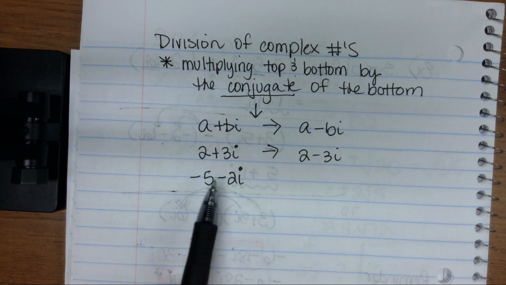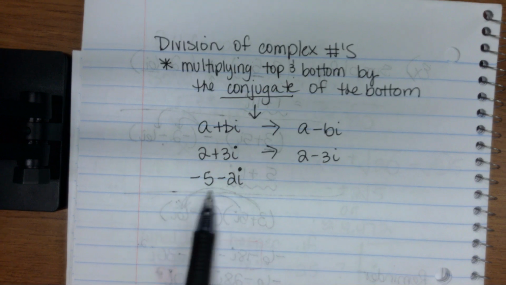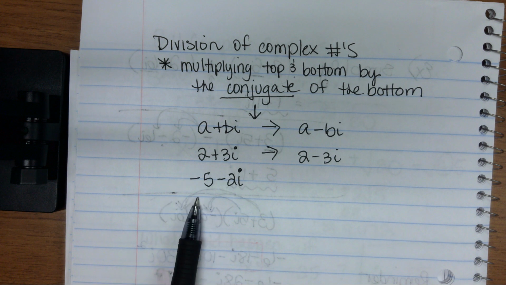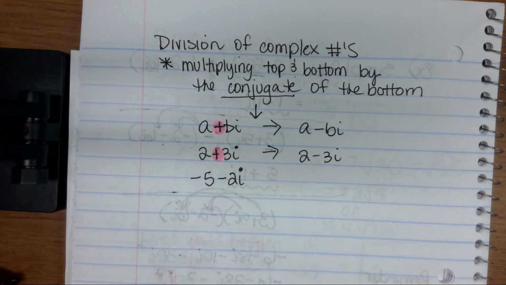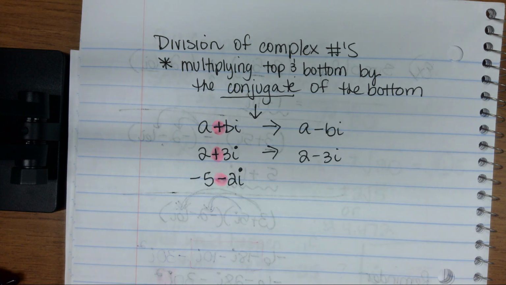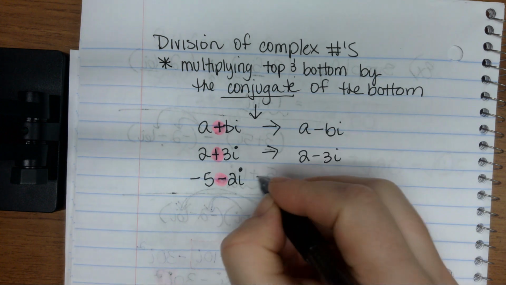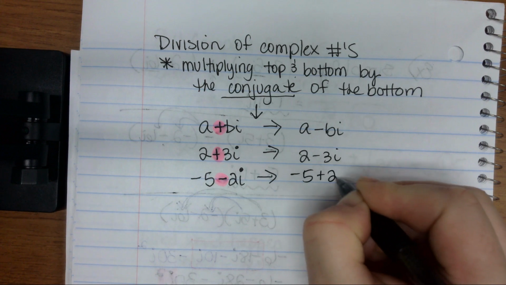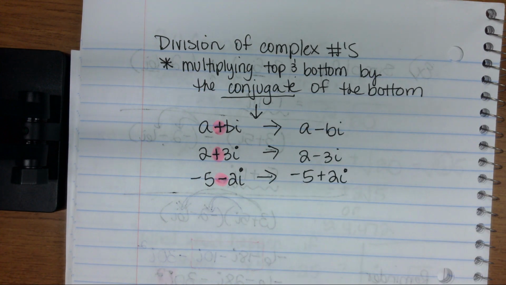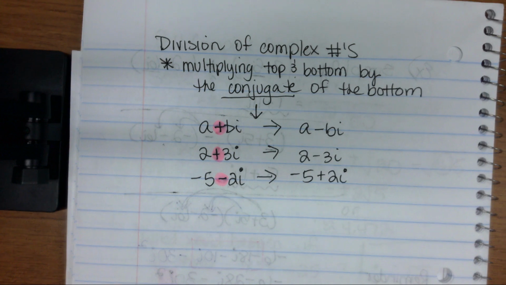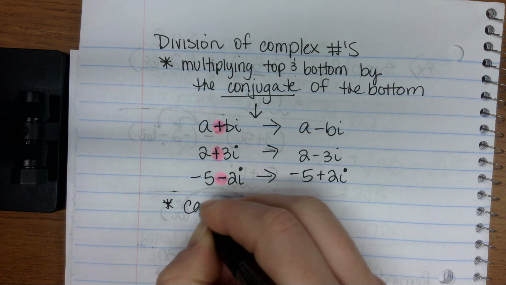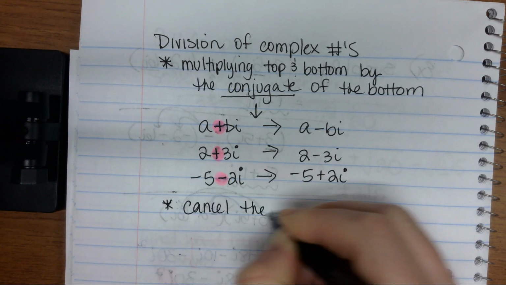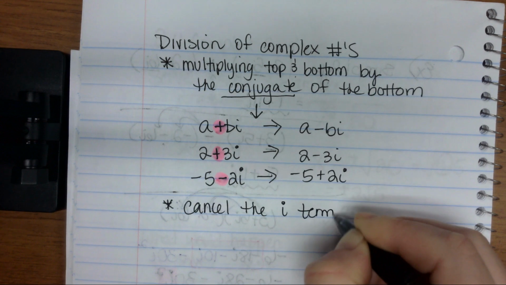So when you have something like this, you're never going to change that number in front. The only thing that's going to change is this sign. So I'm going to make this negative 5 plus 2i, which would be the conjugate. Okay. What does multiplying by a conjugate do? This is going to cancel the i terms. You're going to see what I mean in a sec.